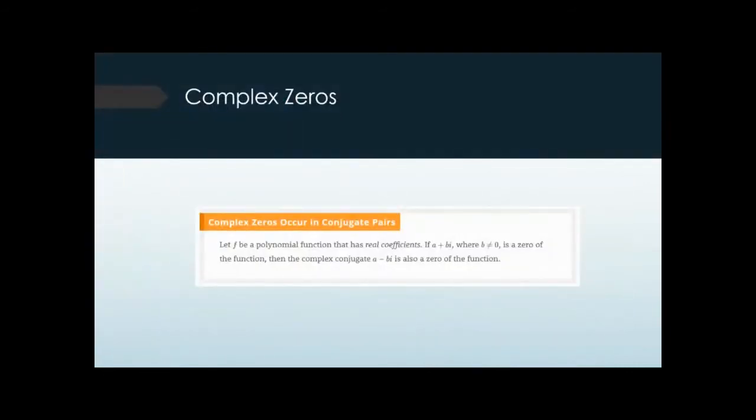So speaking of complex zeros, if you have complex zeros, they occur in conjugate pairs. Conjugate pairs are where you have like 1 plus i, and then its pair would be 1 minus i. So if one of those is a zero, then the other one is also a zero, where it's the same real number, but it has the opposite sign for the i. So complex numbers always occur in pairs.